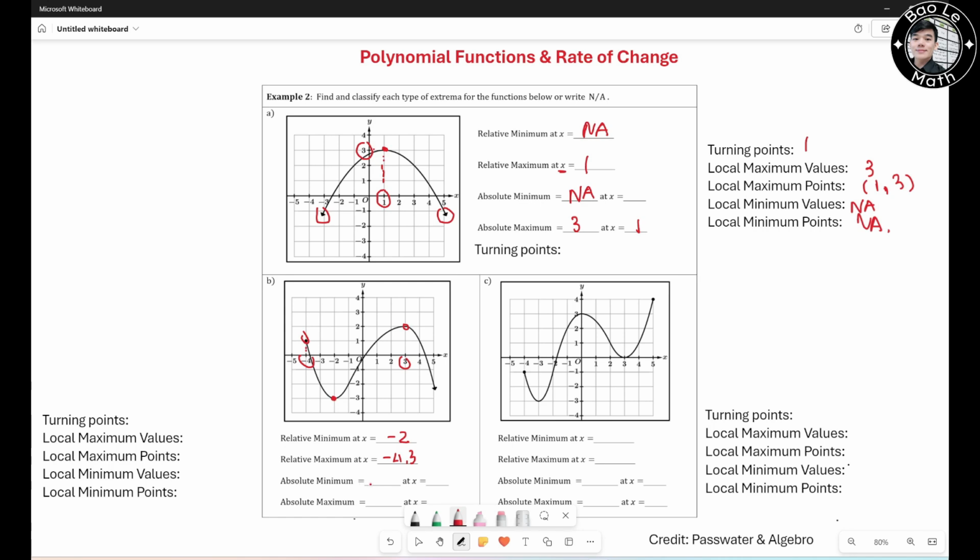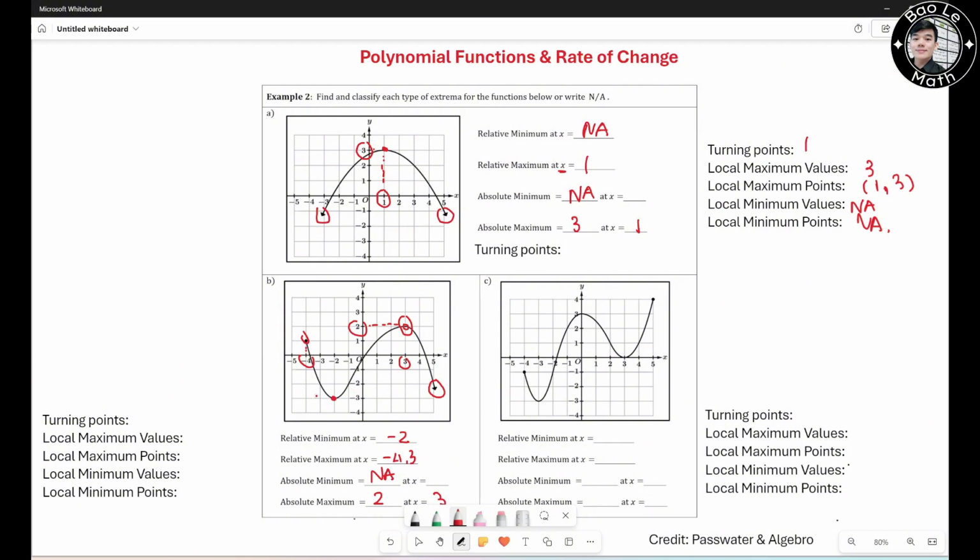Absolute minimum is the least value of minima, right? So we look at this one because the graph keeps going down forever, so there is no absolute minimum. Absolute maximum is the highest value. This guy is the highest value, which means 2, right? At s equals 3.